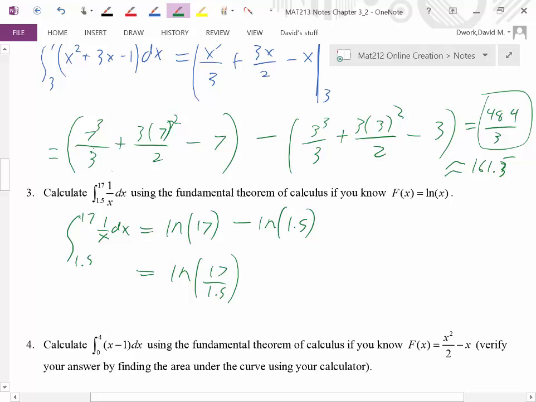So therefore, what would that be? I don't know how much that's going to clean up. That would be the natural log of... yeah, it's not going to clean up at all. We just have to multiply by 2 because nothing goes into those. So that would be 34 thirds.